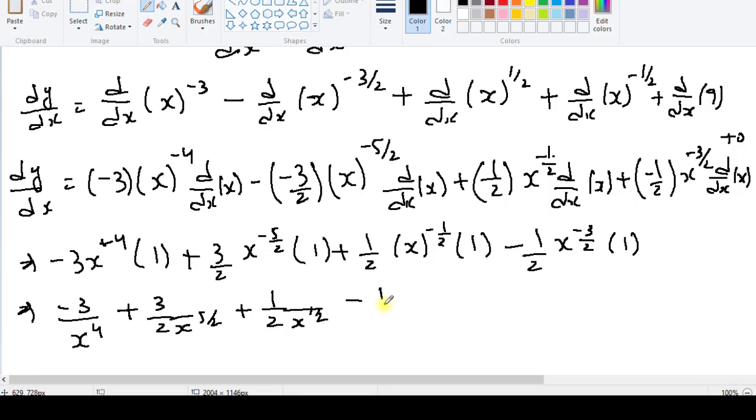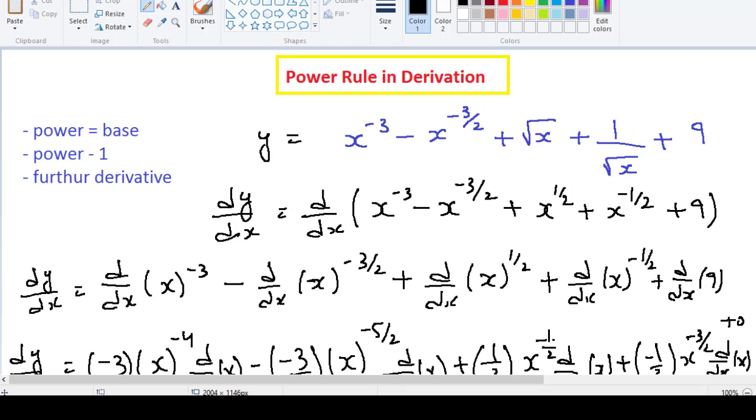And after that, minus 1 by 2, and it becomes x power 3 by 2 in the denominator. In the numerator it was minus 3 by 2, and in the denominator it becomes 3 by 2, and here is our answer. You got it? So this is a way of using the power rule. The power rule consists of 3 steps. Number 1 is change the power into base, subtract 1 from the power, and take the further derivative.